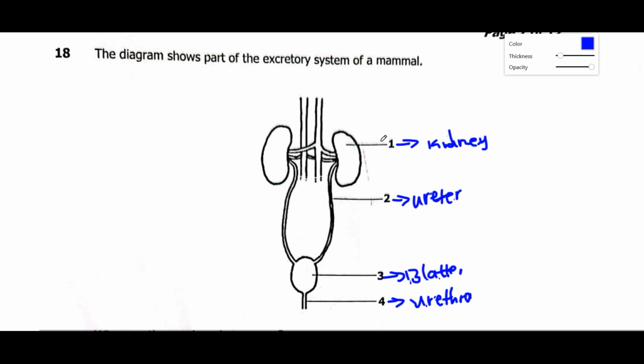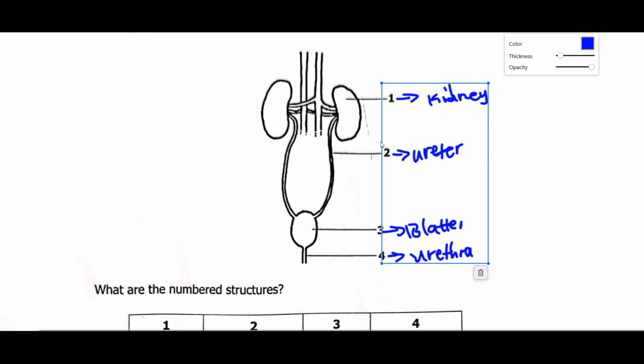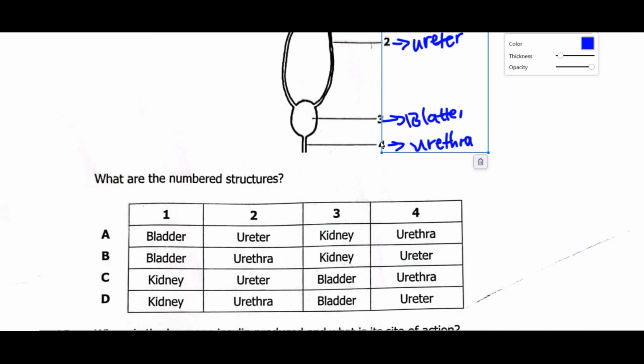So be careful, never confuse ureter and urethra. The urethra is the one that takes urine out to the environment. So 1 is kidney, 2 ureter, 3 bladder, 4 urethra. So the answer is C.